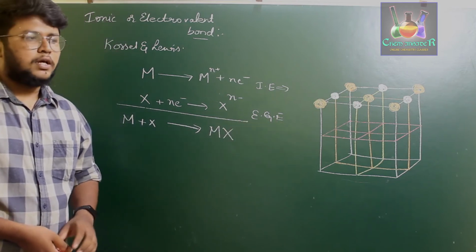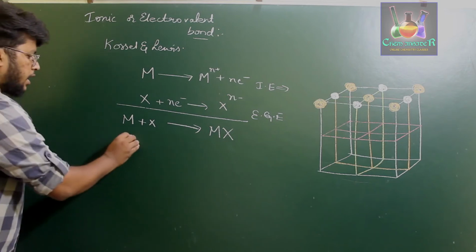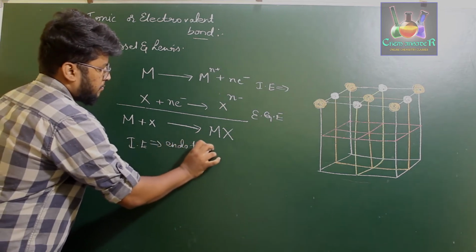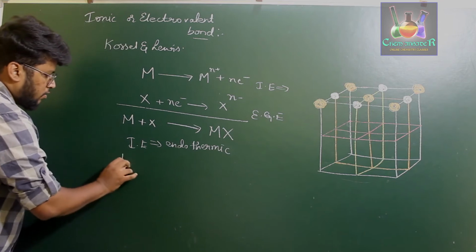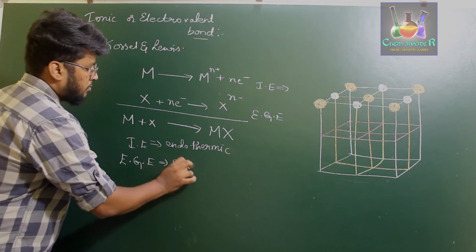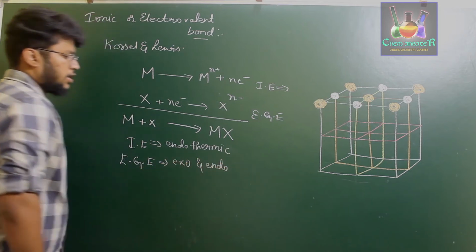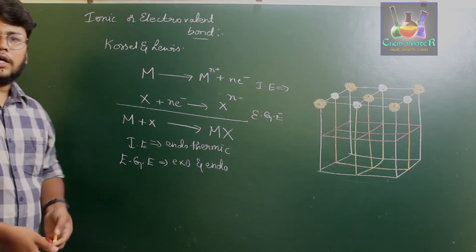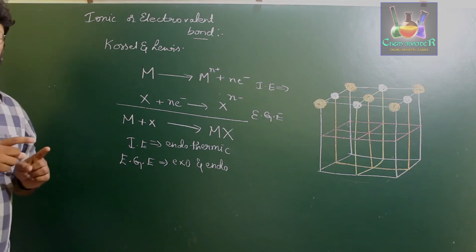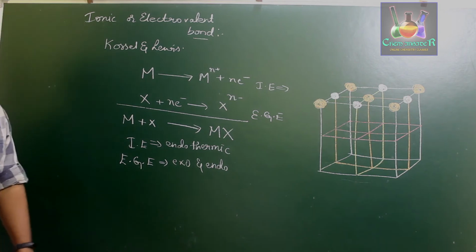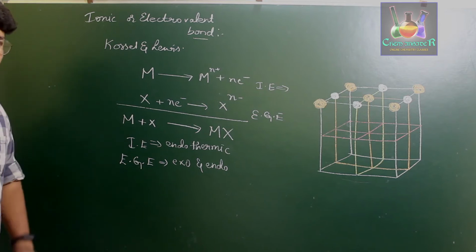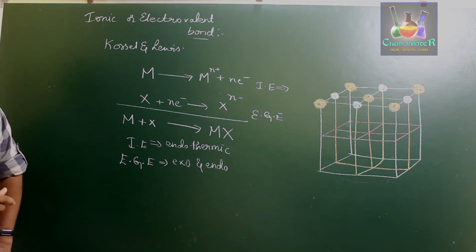electron gain enthalpy. And further, what we know is ionization enthalpy is always an endothermic reaction, whereas electron gain enthalpy will sometimes be exothermic and sometimes endothermic, depending upon the electrons which you are adding. So what we observe over here is, if an ionic compound has to be formed in the case of an ionic or electrovalent bond, there will be involvement of ionization enthalpy and electron gain enthalpy. So this is all about how an ionic bond or electrovalent bond is formed.